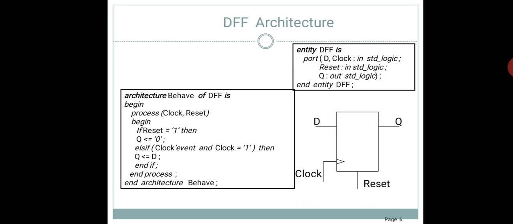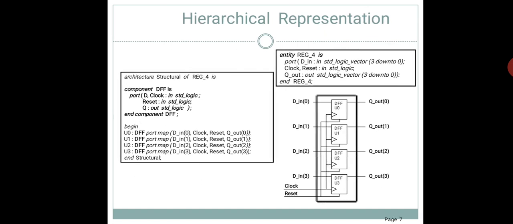End if, end process and end architecture, the name of the architecture is behave. So this way we can write the VHDL code for the D flip flop. Then, as another example, here we have considered the 4-bit register by using the hierarchical representation. So here we have considered 4 different D flip flops.